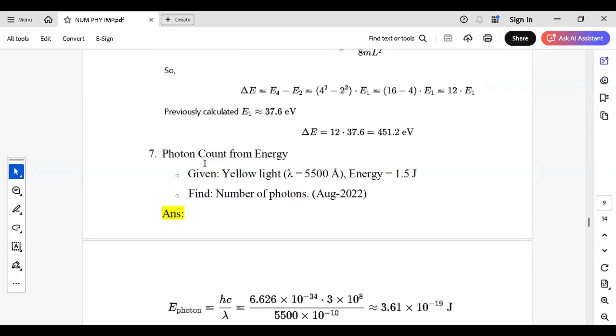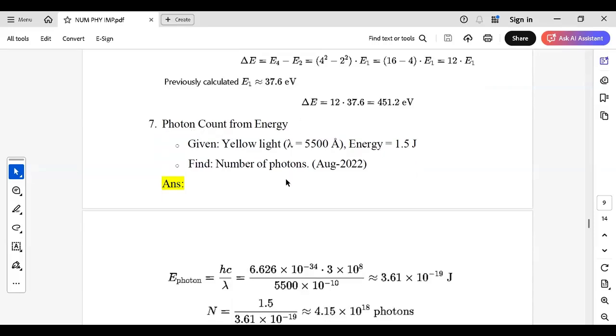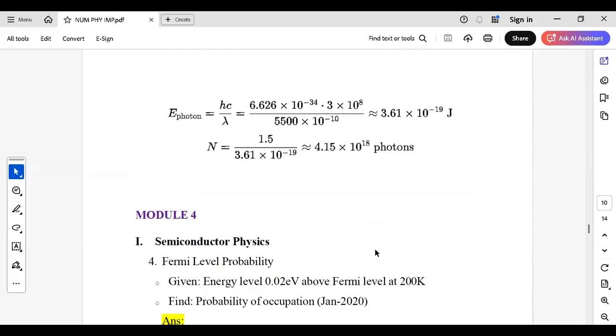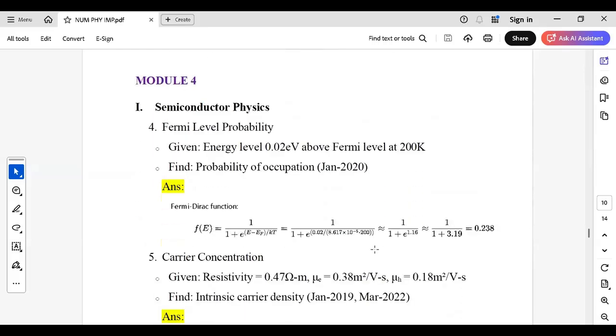Okay. Now, photon count from energy. Lambda is equal to 5500 Armstrongs. Energy is 1.5 joules. Number of photons. Same question we have already done in the above. It's the same one. You can just go through. Okay. Let's move on to module 4.